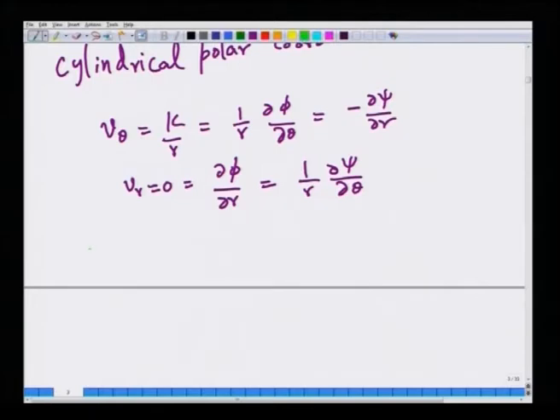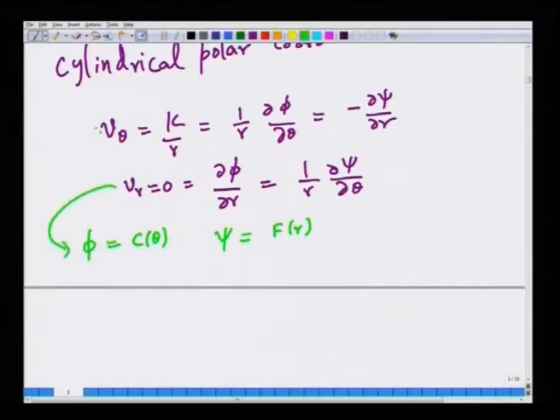we will find that phi, if you integrate this with respect to r, becomes a constant which could be a function of theta, okay, and psi, if you integrate this with respect to theta, you will find that it is a constant which could be a function only of r. Okay. Now, upon integrating this equation.